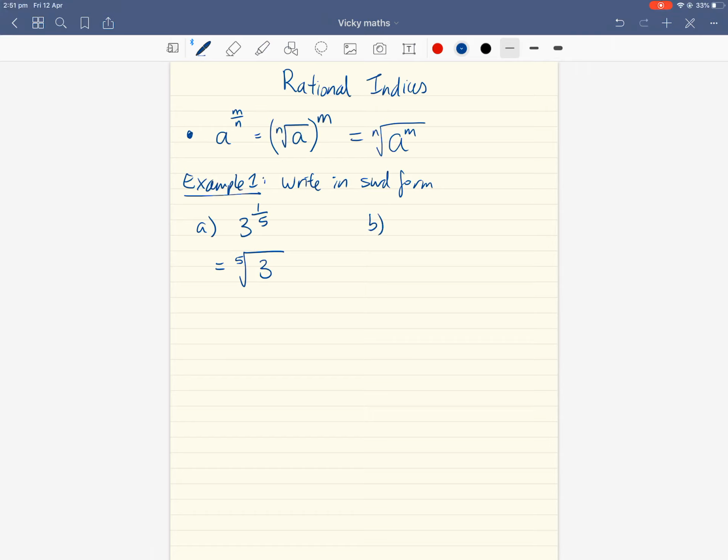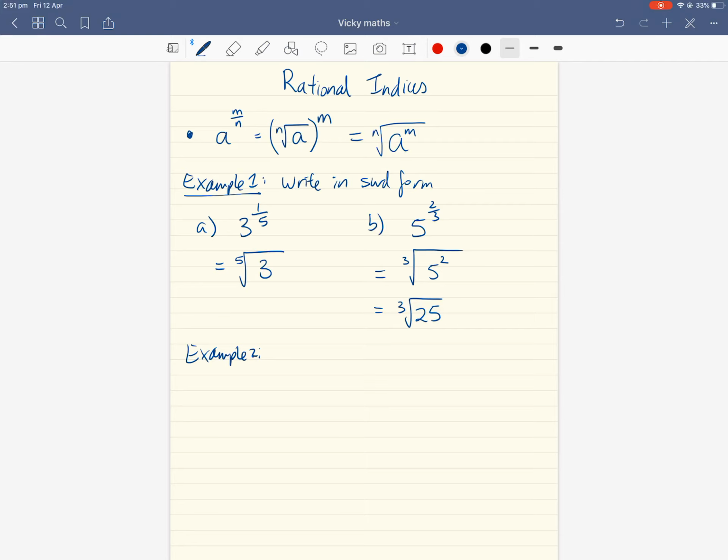Let's do another one. B, let's do 5 to the 2/3. What this means is it's the cube root of 5 squared, because the 2 is on the top of the fraction. So in other words, it's cube root of 25.